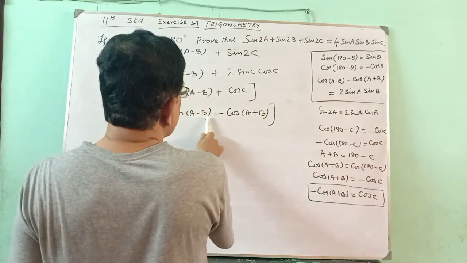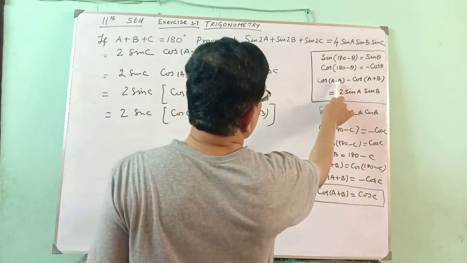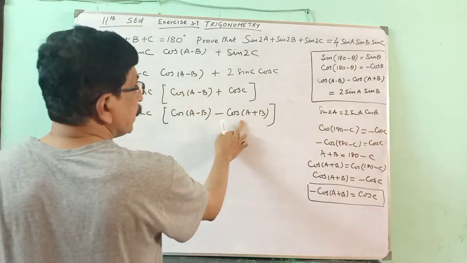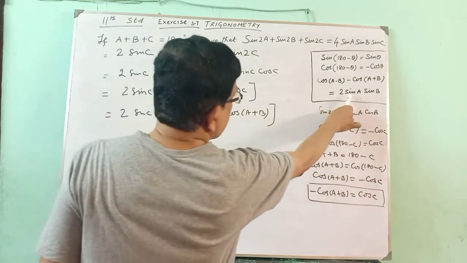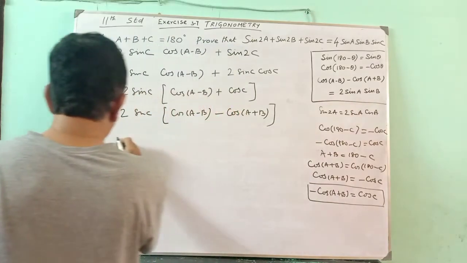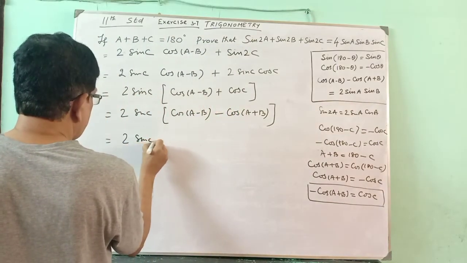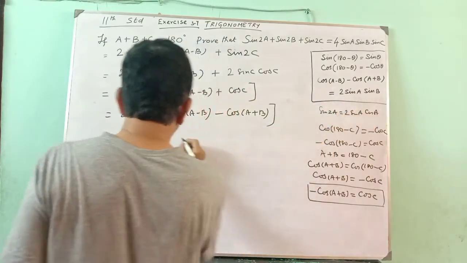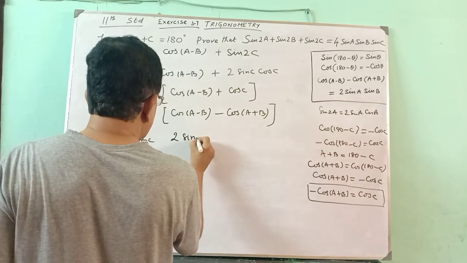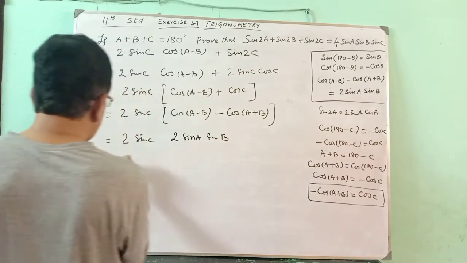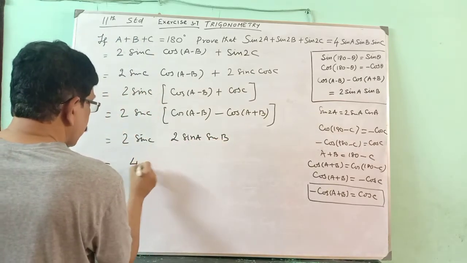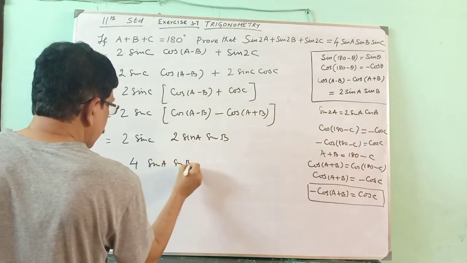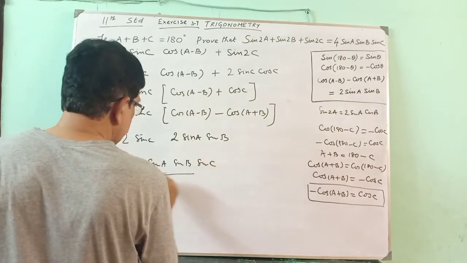Here the formula: cos(A minus B) minus cos(A plus B) is equal to 2 sin A sin B. So 2 sin A sin B, and 2 times 2 is 4. So the answer is 4 sin A sin B sin C.